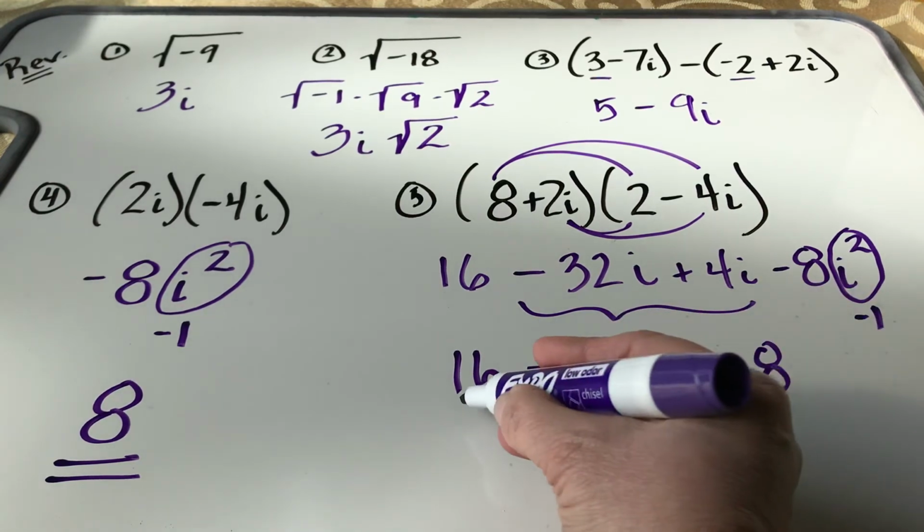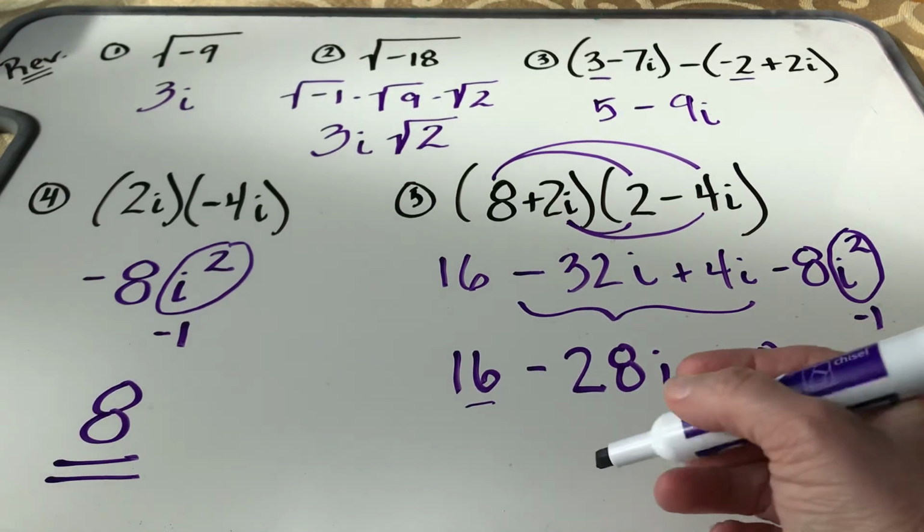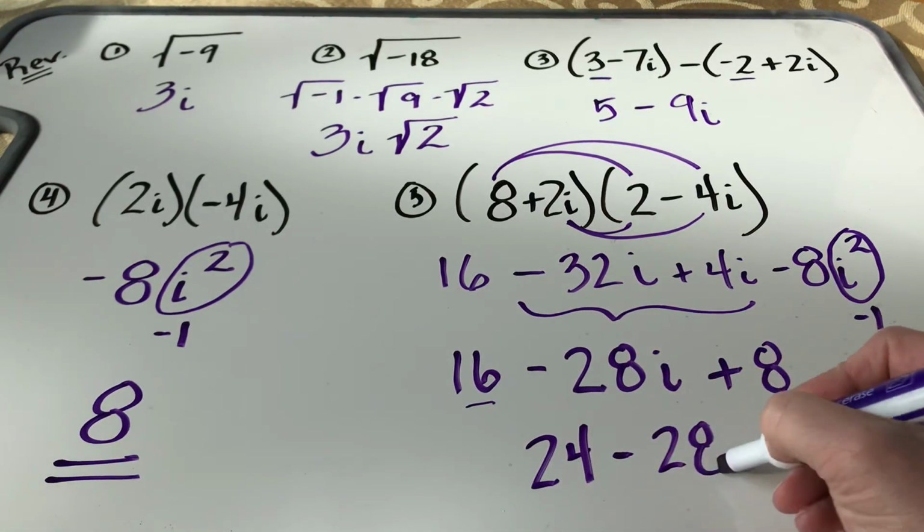These are just numbers without i, so just regular real numbers. We can combine them and just watch the signs. We have a 16 plus an 8. Final answer, 24 minus 28i.